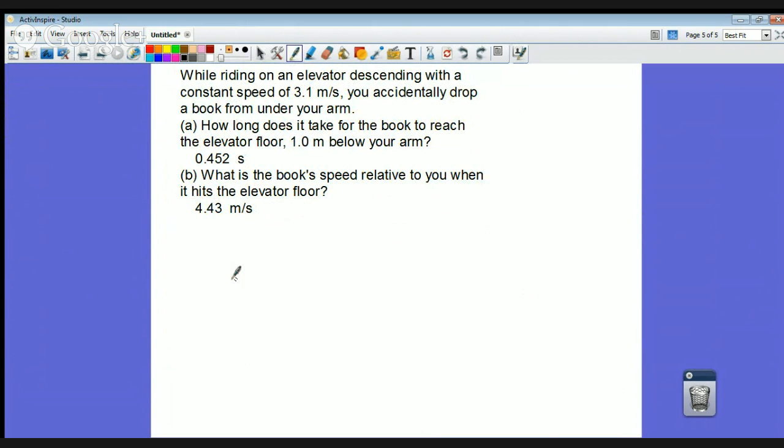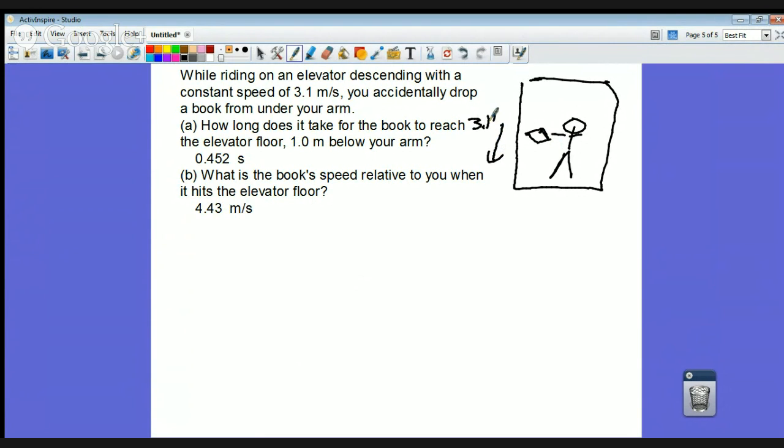So you've got an elevator. Okay, here's you. And you've got this book, and the book's going to fall down. So the elevator is moving down with a constant speed of 3.1 meters per second. So are you, so is the book. Everything's moving down at 3.1 meters per second.